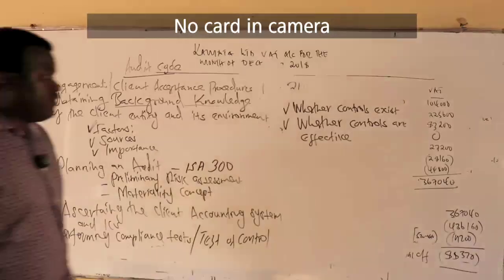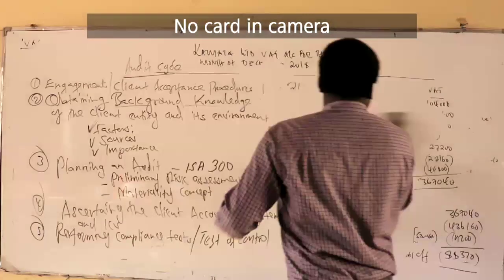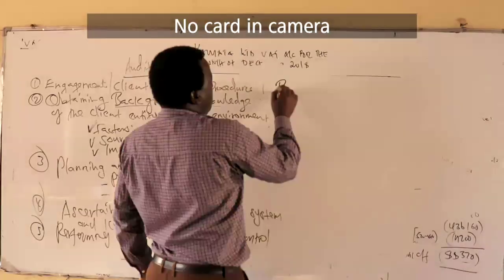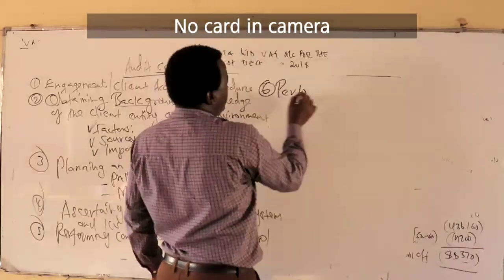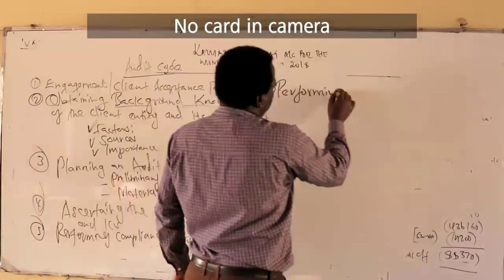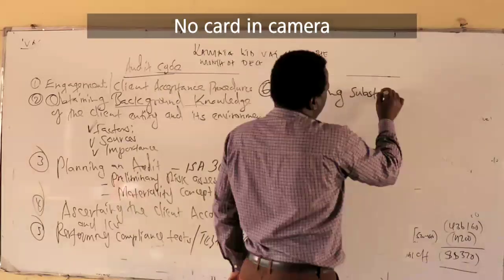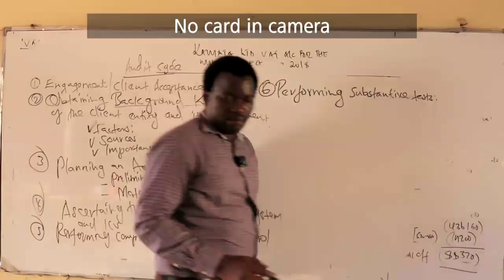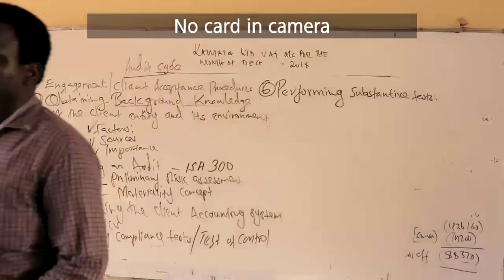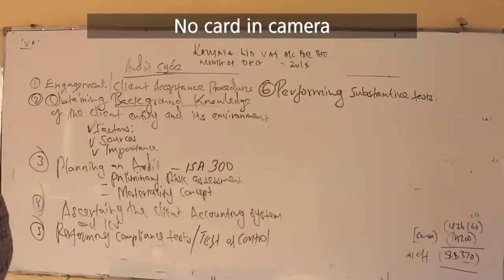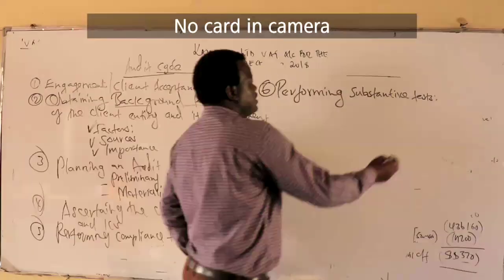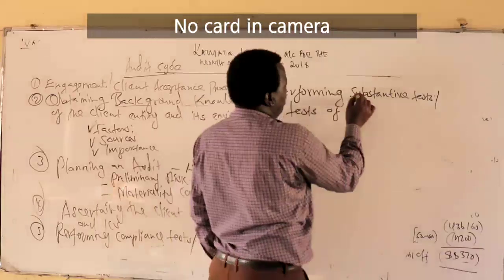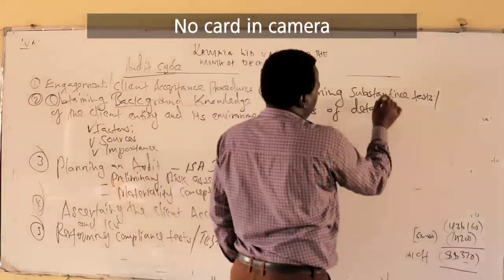The next stage of an audit, number 6, is performing substantive test. The other term for substantive tests is tests of detail. That's another term for substantive test.